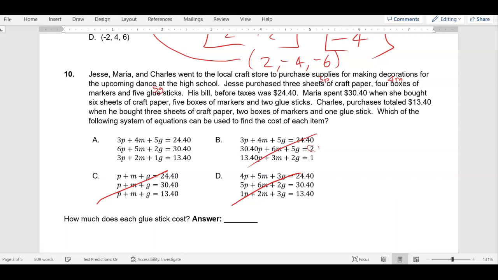6P, 5M, 2G. Charles, 13.40, there it is, and then 3P, 2M, 1G. All right, so let's make sure that what they are saying matches with your systems of equations.